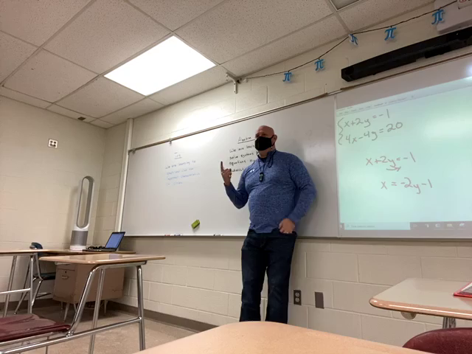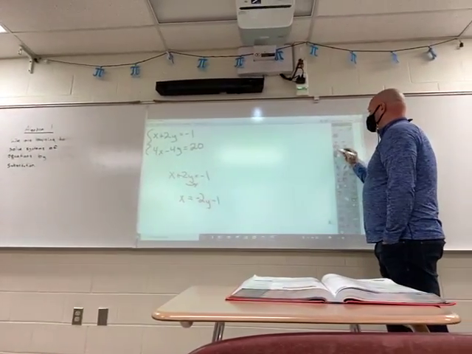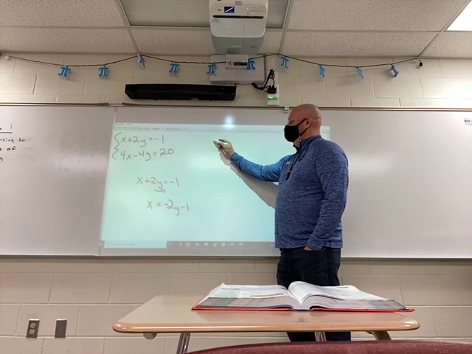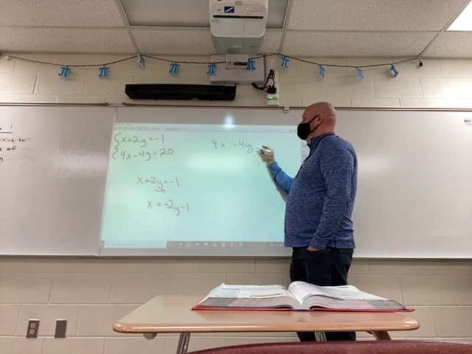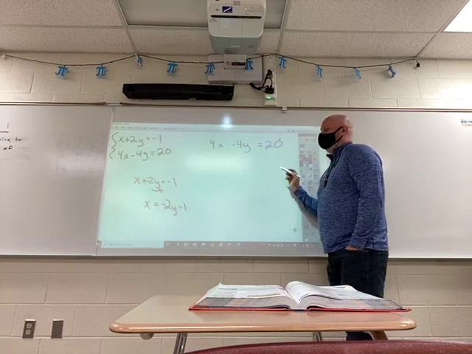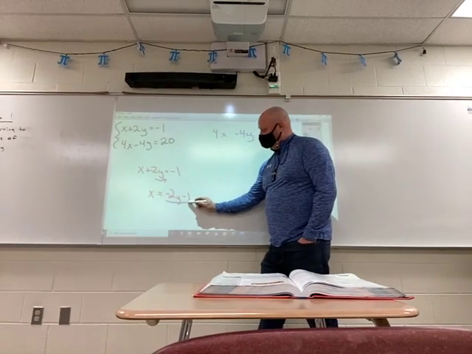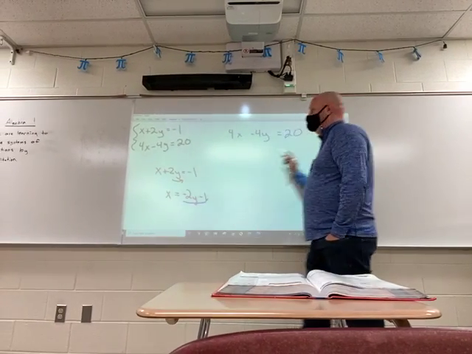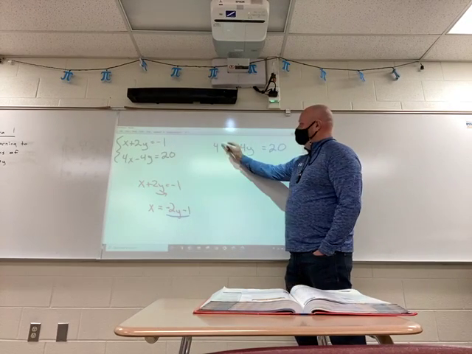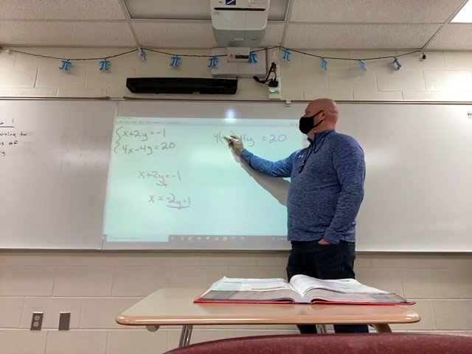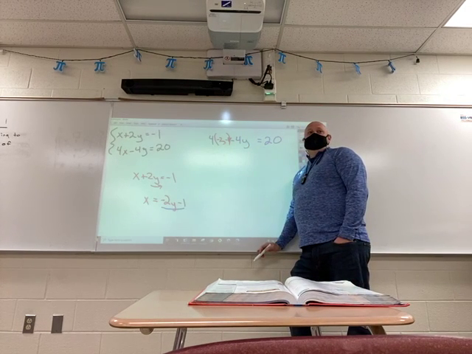So step 1 is complete. What's step 2? Write the other equation, 4x minus 4y is equal to 20. But what are we going to replace? This is equal to x, right? So I can replace the x with the negative 2y minus 1. What's the next step?